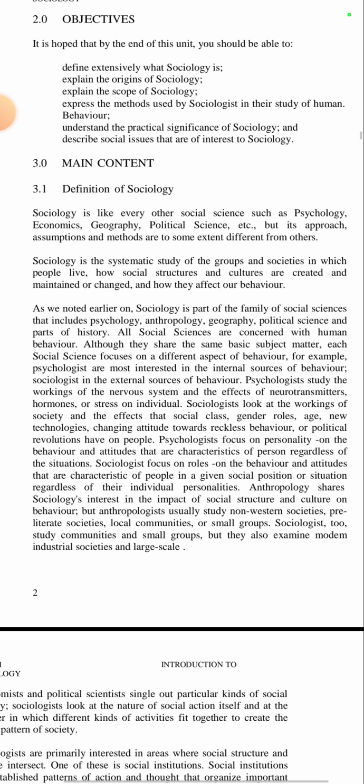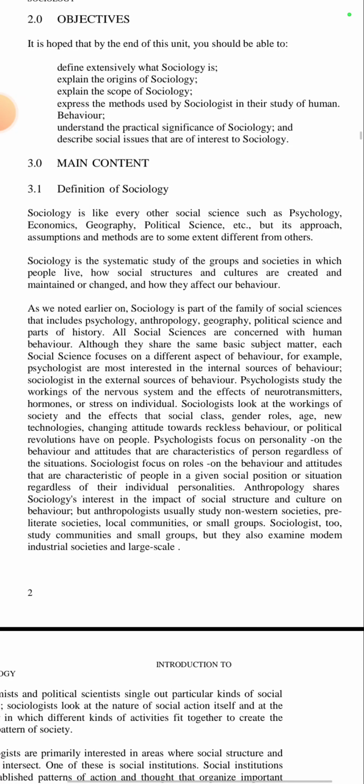Now we have the definition of sociology. Sociology is the systematic study of groups and societies in which people live, how social structures and cultures are created, maintained or changed, and how they affect our behavior. As we noted earlier, sociology is part of the family of social sciences that includes psychology, anthropology, geography, political science, and parts of history. All social sciences are concerned with human behavior, although they share the same basic subject matter. Each social science focuses on a different aspect of behavior.